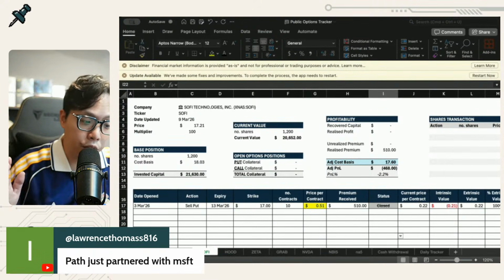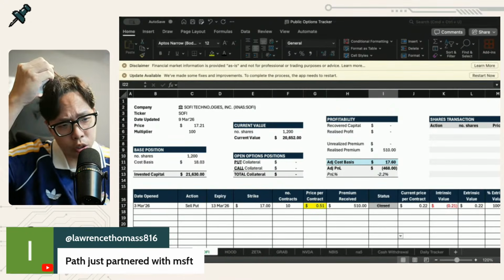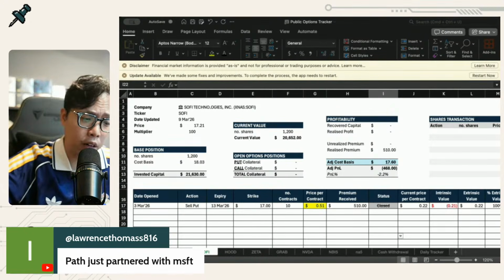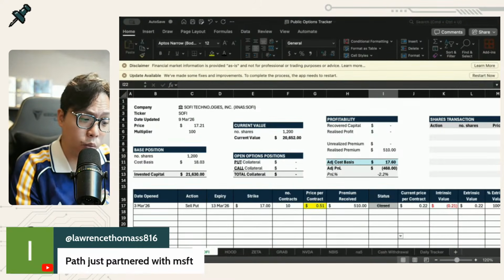But if you're asking me on a fundamental basis, Microsoft, fantastic. I think with Microsoft and Amazon, you really cannot find any better deals in the market right now than these two companies. Path just partnered with Microsoft. Oh, really?